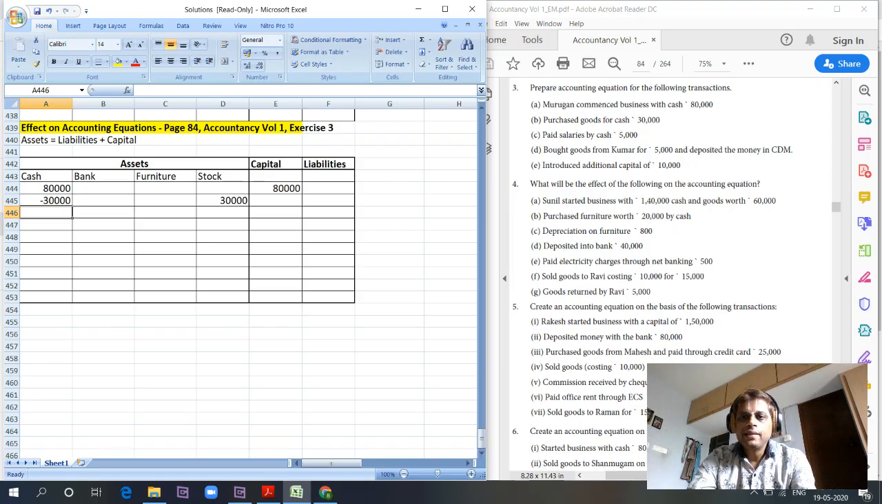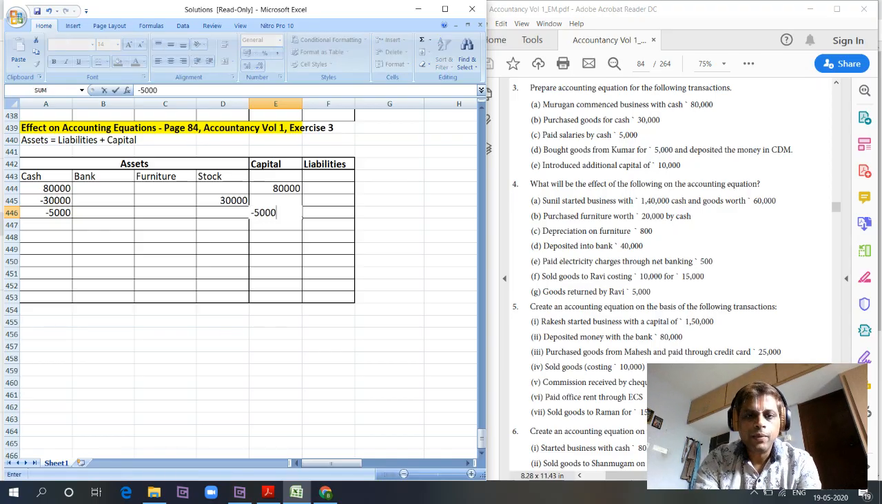Paid salaries by cash. Paid salaries by cash will reduce the cash by 5,000 rupees and reduce the capital by 5,000 rupees, because this is going to reduce the profit, as it is an expense. So capital is equal to share capital plus profit minus loss. So this is going to have an impact on capital.